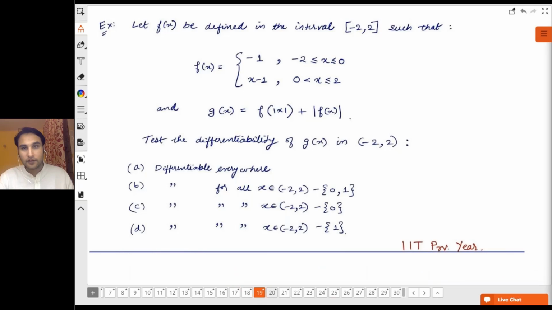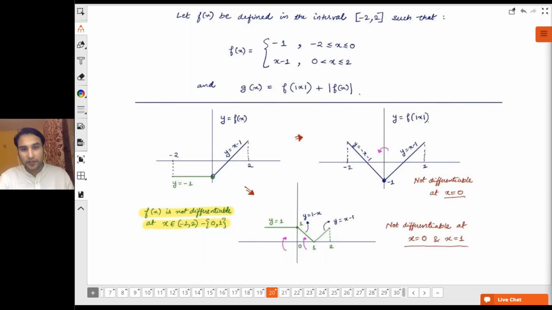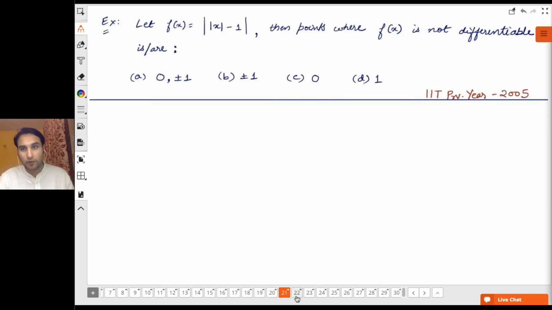Okay? So this is a problem in IIT, which let me skip. Let me give you one interesting problem. Let's do this. 2005 problem, simple one. Let f of x is equal to mod of mod x minus 1. Quickly make its graph and tell me the answer. Quick. Do it.